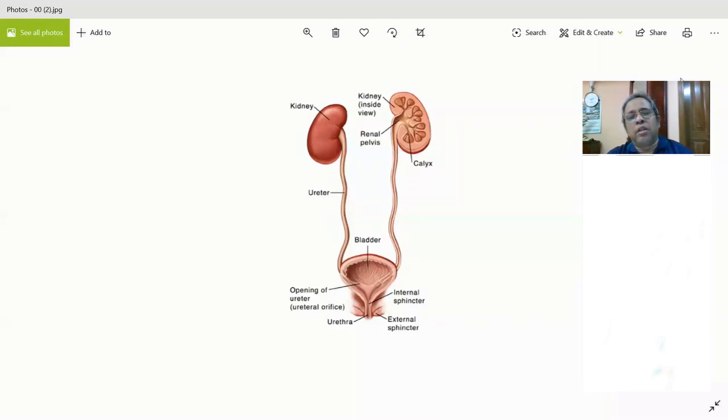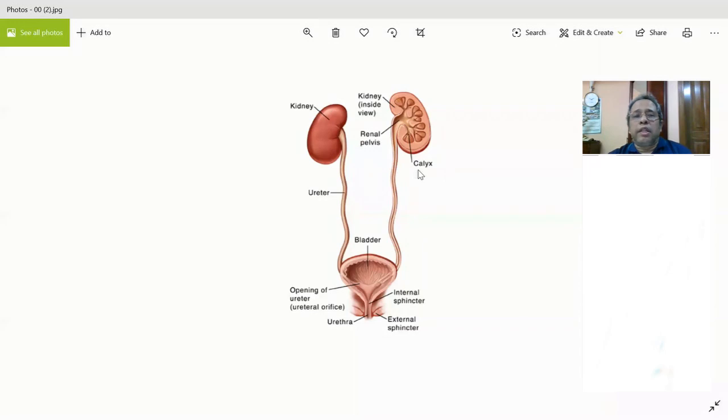For that reason, during development, this part of the ureter enters the bladder obliquely from the exterior and goes inside the mucous membrane, and there is an opening called the ureteric opening. So these are the anatomical details of the urinary tract. The length of the ureter is about 25 to 30 centimeters, usually 25 centimeters in an adult. It may vary according to the age of the patient.